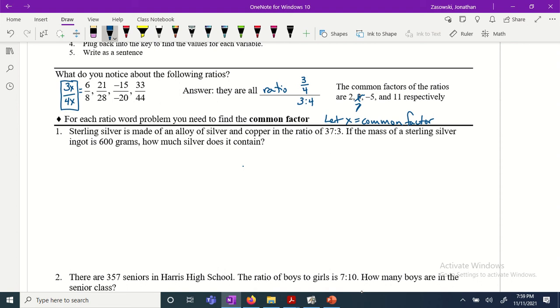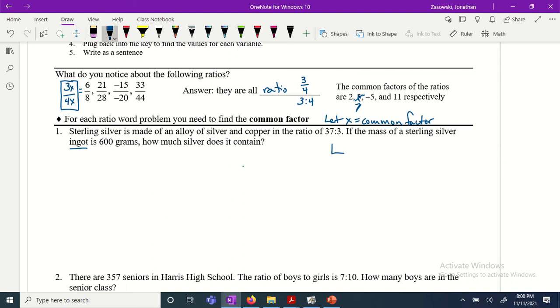So for instance, sterling silver is made of an alloy of silver and copper. It's in a ratio of 37 to 3. If the mass of the sterling silver ingot is 600 grams, how much silver does it contain? Have you ever watched one of those videos where they have the box with the hole in it, and they have a person reach in and pull out the gold bar? That gold bar is referred to as an ingot. So just so you're aware of what that is.